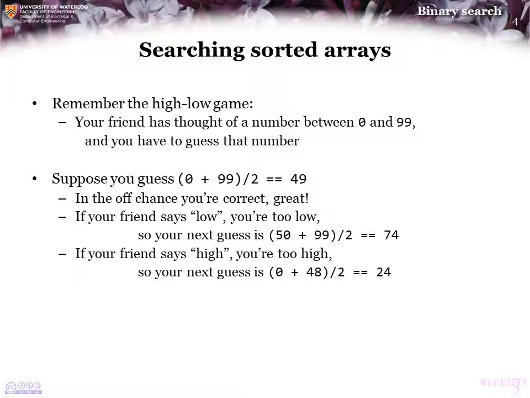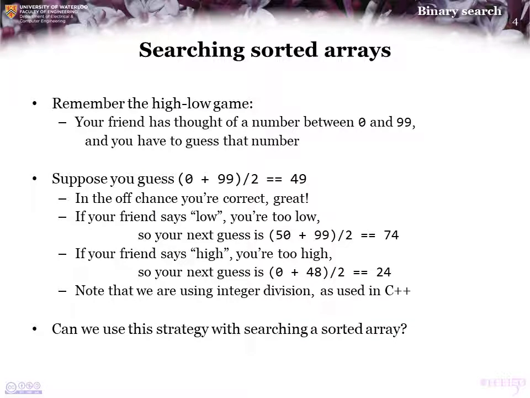If your friend says high, you're too high, so your next guess is now restricted to values between 0 and 48. Let's pick the midpoint, and 0 plus 48 divided by 2 is 24. At this point, we can carry on the game. Again, remember we're using integer division here, so if you have a fractional component after the division is performed, the fractional component is discarded.